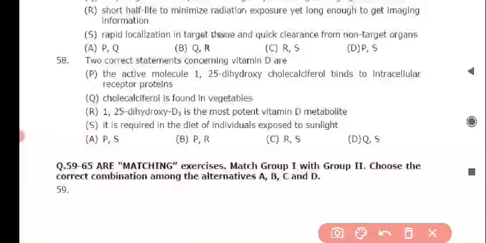Next question is, two correct statements concerning vitamin D are, P is the active molecule 1,25 dihydroxy cholecalciferol binds to intracellular receptor proteins. Q. Cholecalciferol is found in vegetables. R. 1,25 dihydroxy D3 is the most potent vitamin D metabolite, and S is it is required in the diet of individuals exposed to sunlight. And the correct answer for this question is option C, that is R and S.